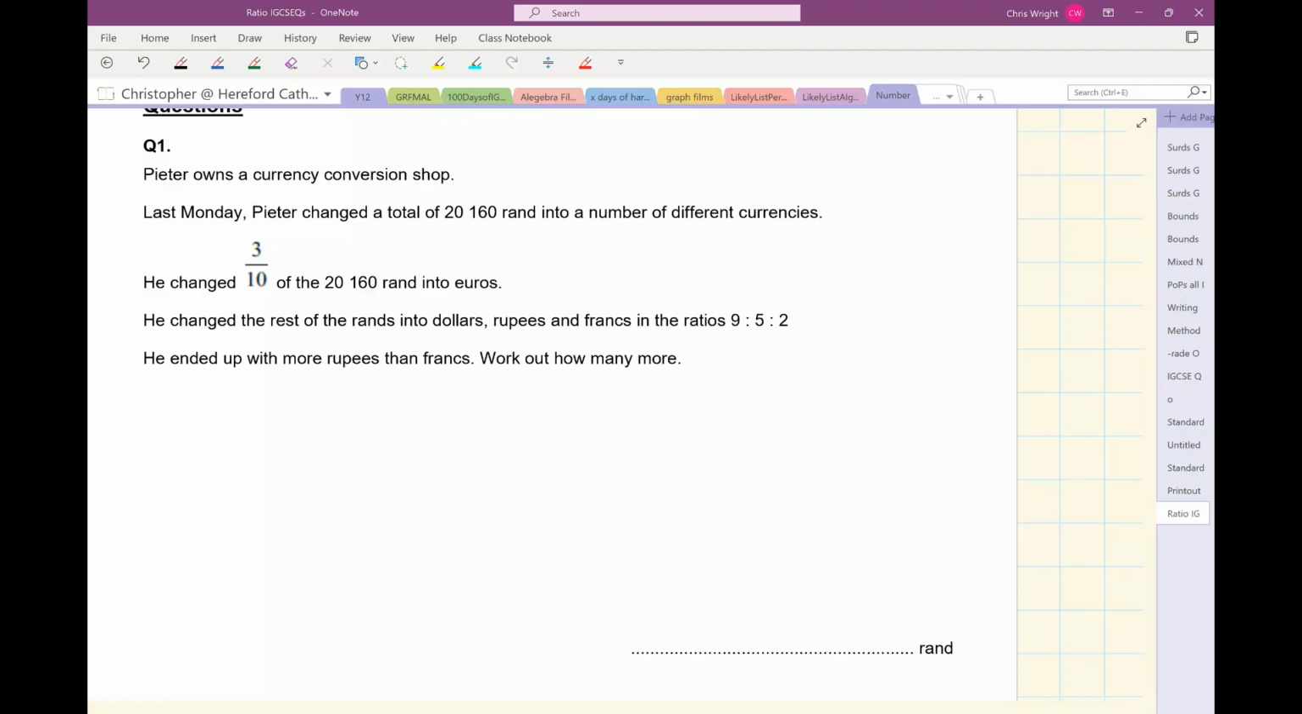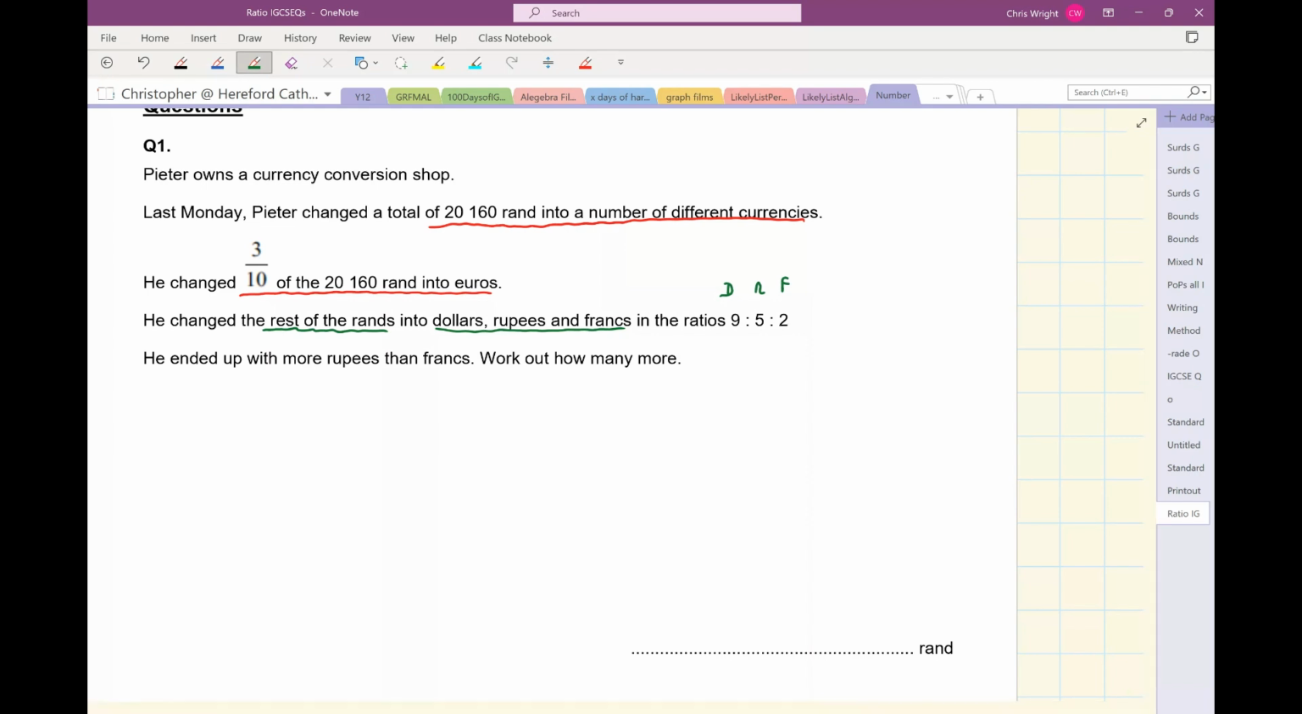Question 1. We've got a currency conversion shop and somebody who changed a total of 20,160 Rand into a number of different currencies. He changed 3/10 of the Rand into euros, and then the rest of the Rand he changed into dollars, rupees, and francs in the ratio 9:5:2. Dollars, rupees, and francs. He ended up with more rupees than francs. Work out how many more.